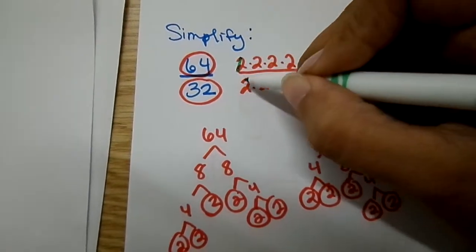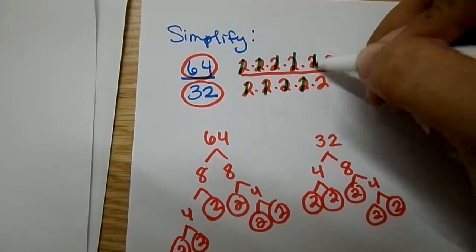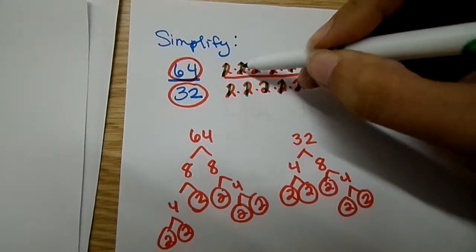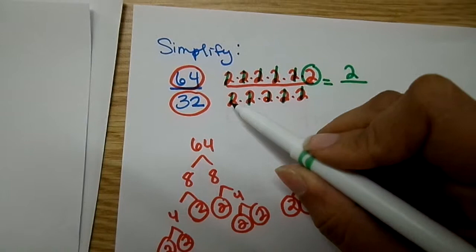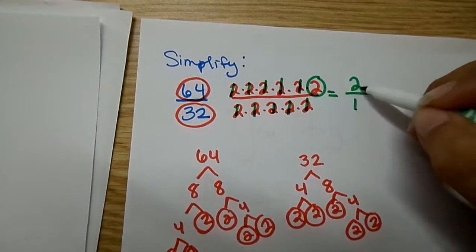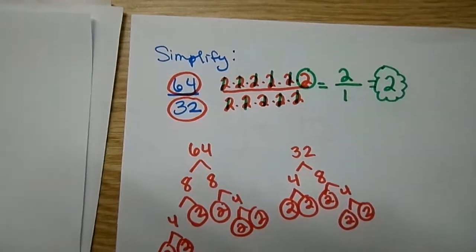So I see a factor of 1 here. 1, 1, 2 over 2, another 1, and another 2 over 2, which gives me another 1. In my numerator, I have 1 times 1 times 1 times 1 times 1 times 2. In my denominator, 1 times 1 times 1 times 1 times 1, which gives me 1. And 2 divided by 1 gives me a final answer of 2.